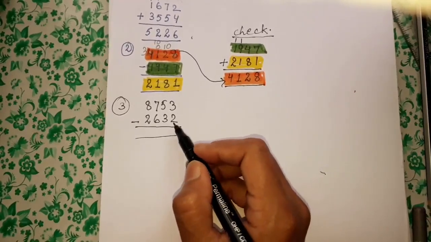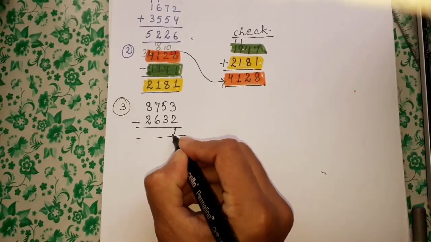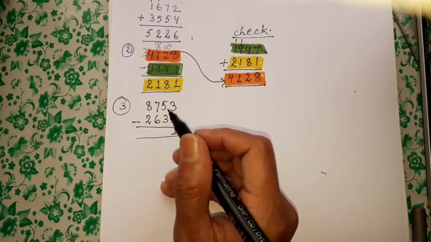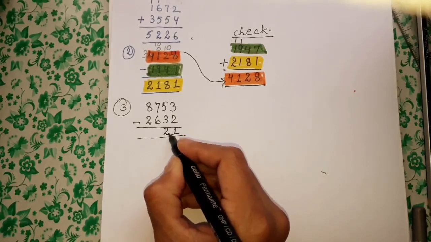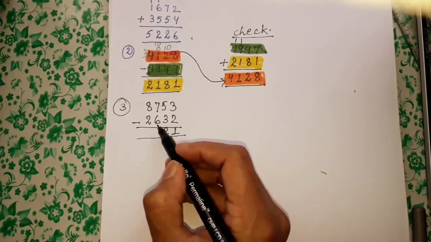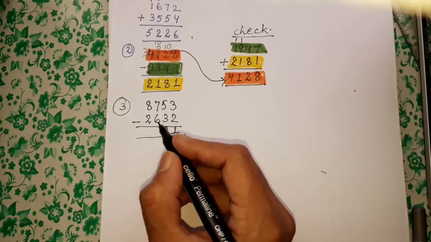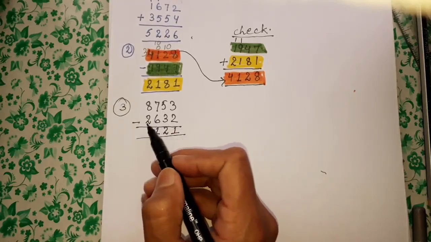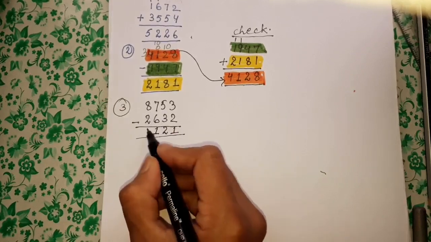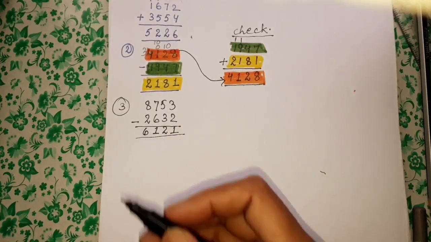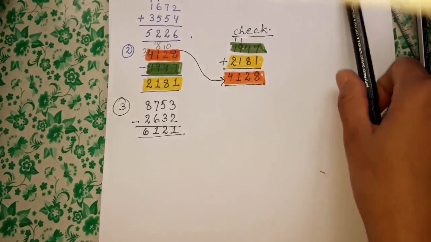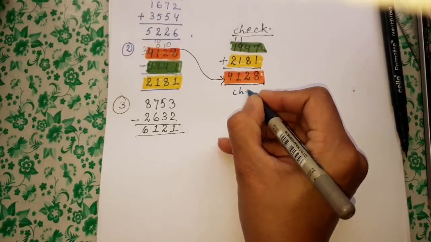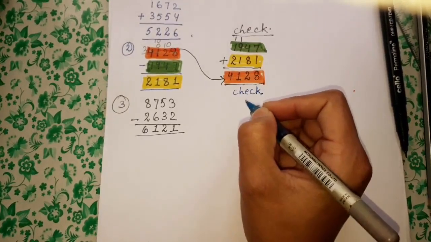When we subtract 2 from 3, we get 1. And when we subtract 3 from 5, we get 2. When we subtract 6 from 7, we get 1. And when we subtract 2 from 8, we get 6. Now, what do we have to do next? We have to check our answer. For checking our answer, what do we have to do?